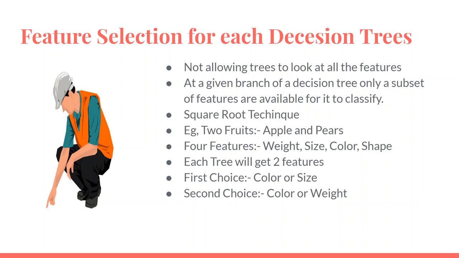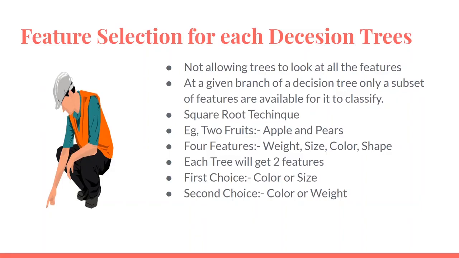So when we try to build our decision tree for apples and pears, since we have 4 features available, each of our decision trees will get the square root of 4, which is 2 features to classify the data. So when we start building our decision tree, we can first choose between any 2 features, say for example, color or size.